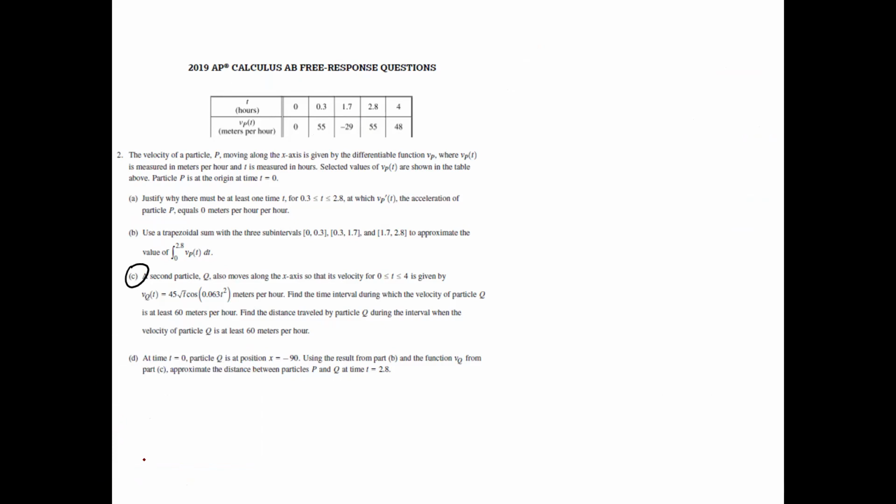For part C, it is asking you a second particle Q also moves along the x-axis, so that its velocity is between 0 and 4. And there's the equation for that, in meters per hour. Find the time interval during which the velocity of the particle is at least 60 meters per hour. Find the distance traveled, so you're going to use absolute value, during the interval when the velocity of particle Q is at least 60 meters per hour.